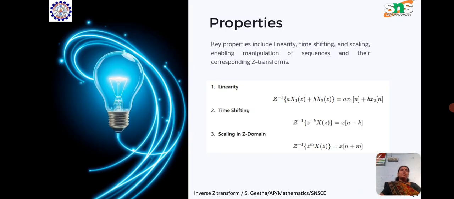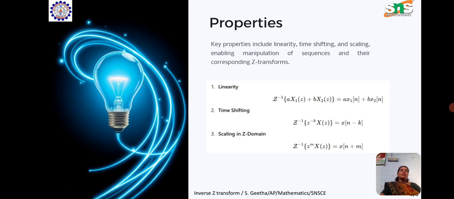Properties. Key properties include linearity, time shifting and scaling, enabling manipulation of sequences and their corresponding Z transform. First, linear property. Z inverse of a into x1 of z plus b into x2 of z is equal to a into x1 of n plus b into x2 of n.